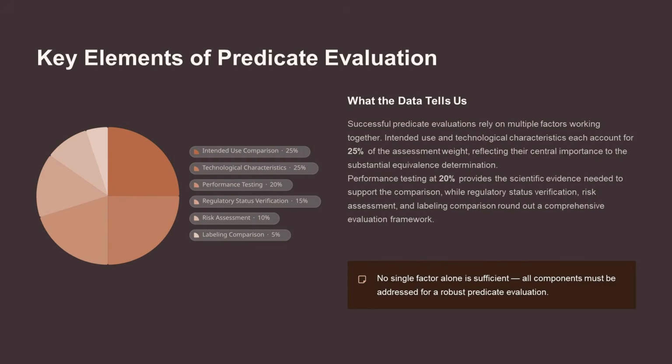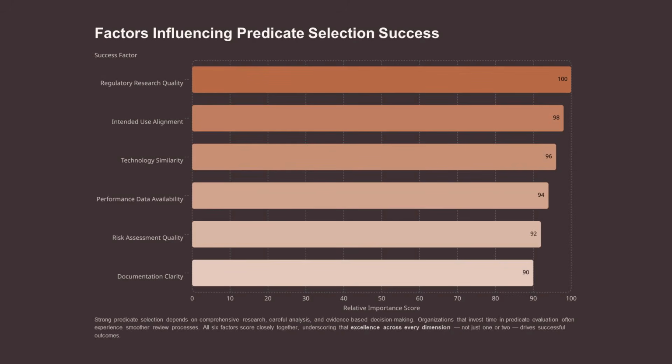Successful predicate evaluations rely on multiple factors, including intended use, technological characteristics, and performance testing. Each element contributes to a comprehensive evaluation framework, ensuring robust predicate selection. Predicate selection success depends on comprehensive research, careful analysis, and evidence-based decision-making. Strong research and clear documentation are crucial for achieving FDA clearance.